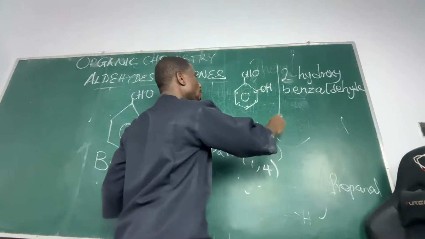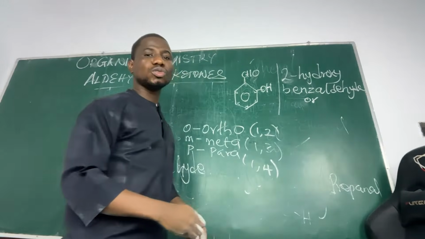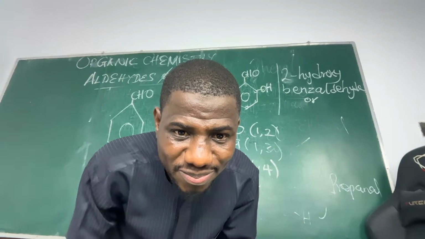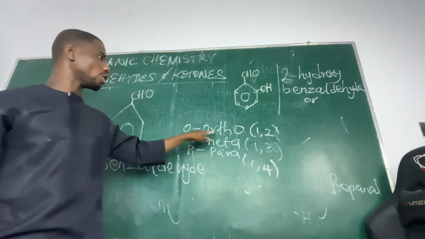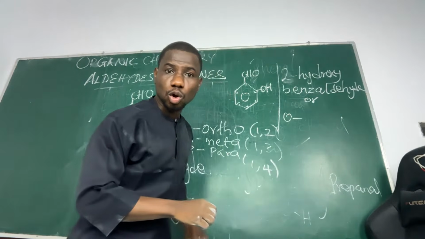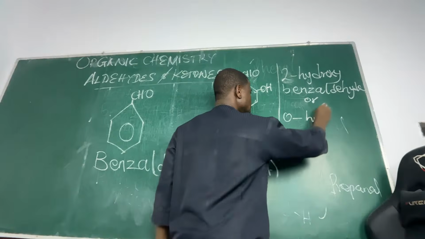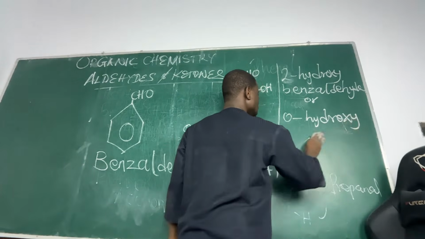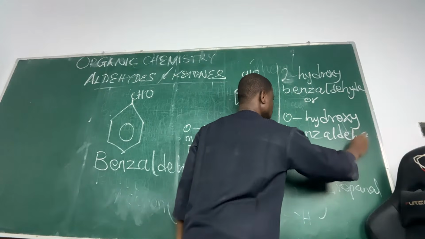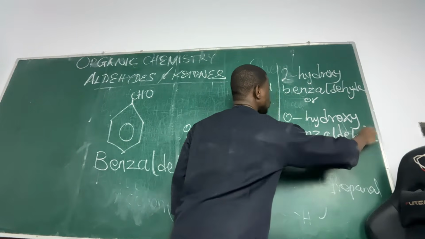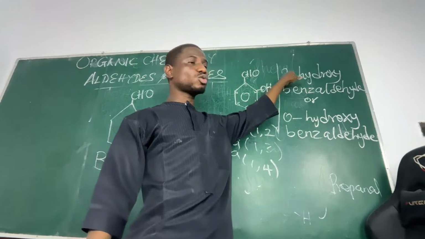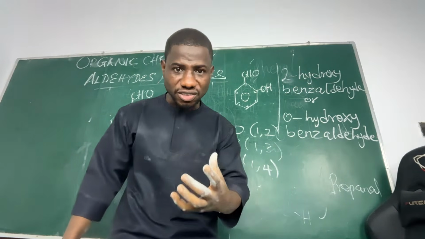Or, if we don't want to use the word 2-hydroxy, we can say ortho. Because position 1 and 2 is represented with what? Ortho. We can now say O-hydroxy, that ortho can be represented with O. O-hydroxybenzaldehyde. Some old textbooks normally use this, O-hydroxybenzaldehyde. Why some will use this, 2-hydroxybenzaldehyde? Anyone you see, both are correct.